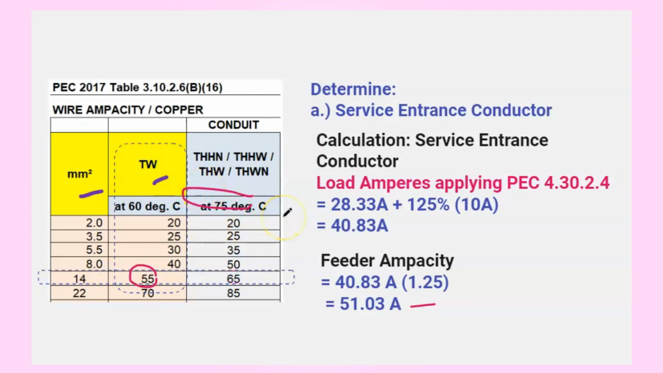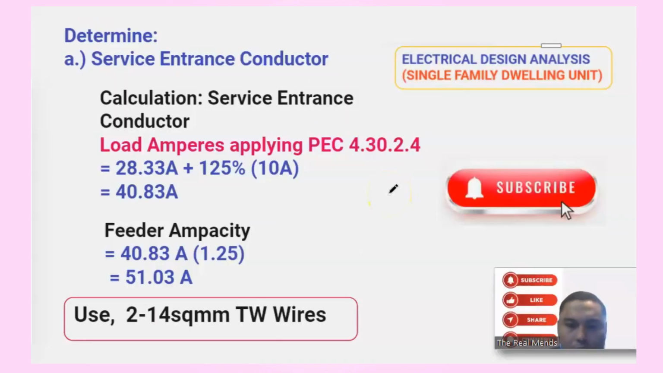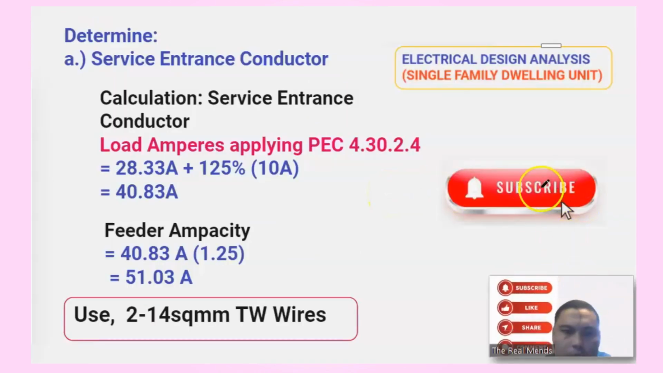Okay, so let's use this size of wire. So for now, we have already sized the service entrance conductors by using PEC. So from the table, we need to use these two 14 square mm TW wires.